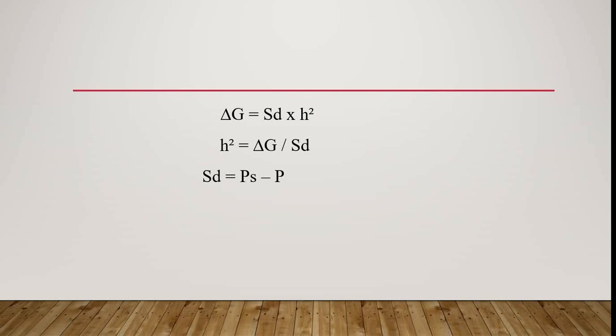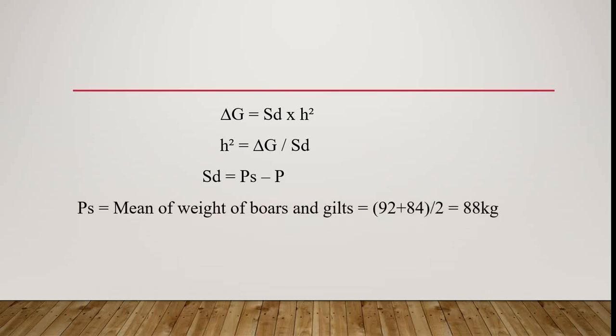So PS is going to be equal to the mean weight of the boars and the gilts. That is 92 plus 84 divided by 2. So you're going to get 88 kilograms. So now we go back to SD to be 88 minus 80, right? So we get 8 kilograms. So 8 kilograms is the selection differential.